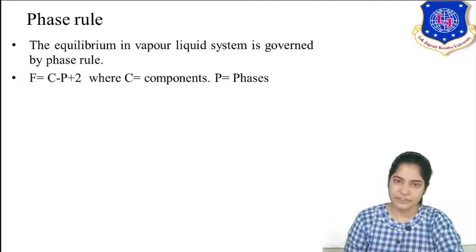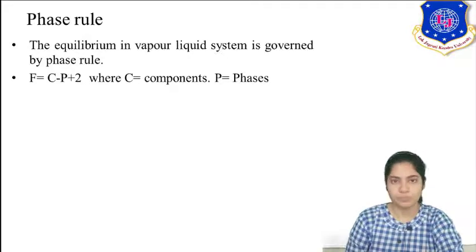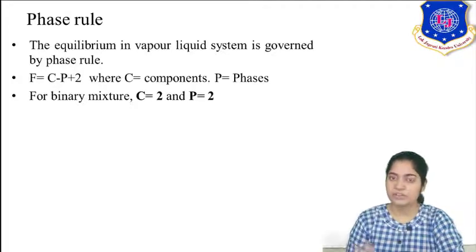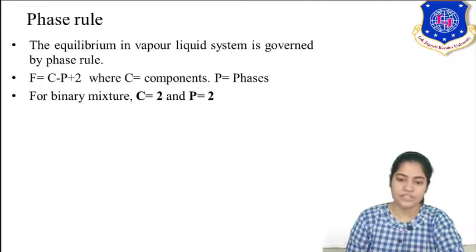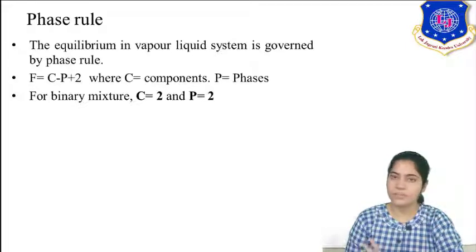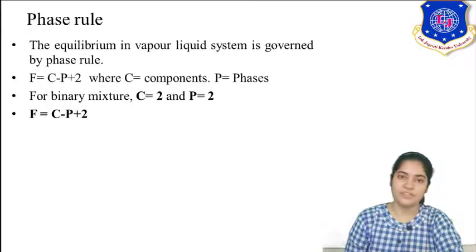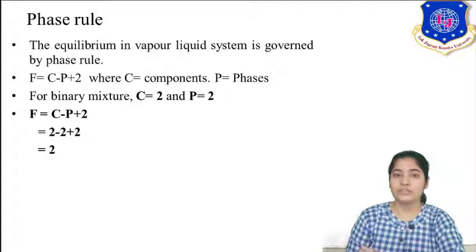It is given as F is equal to C minus P plus 2, where C represents the number of components present and P is the number of phases. Now, here we are talking about a binary mixture. For talking about vapor liquid equilibrium, we are starting with the binary mixture. So let's say the number of components present is 2, whereas the phases we will be dealing with are liquid and vapor. So P is equal to 2. Hence, solving F is equal to C minus P plus 2, we get 2. It means the degree of freedom is 2.